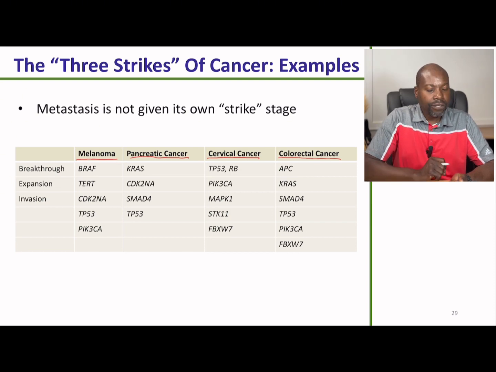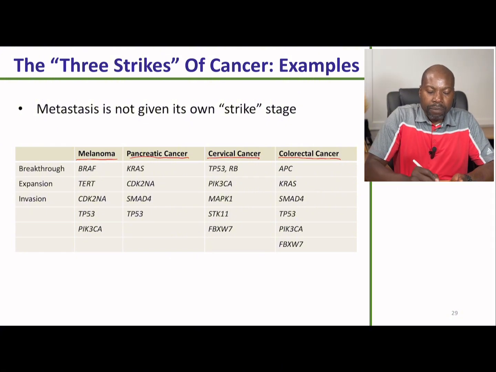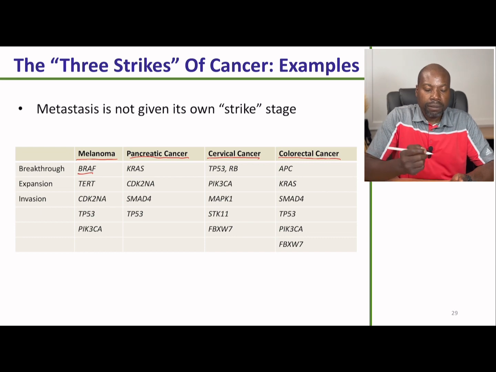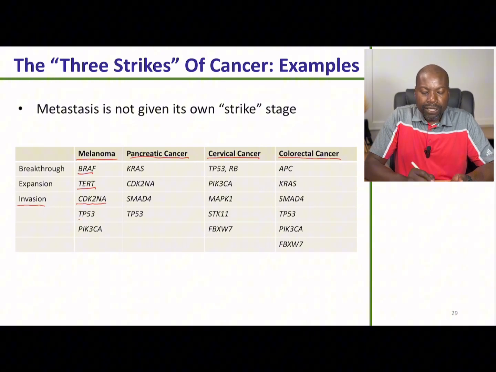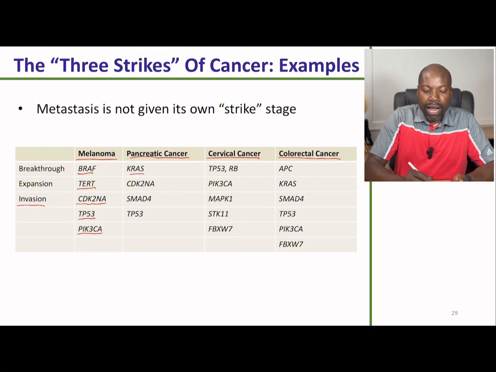Now, if we take, for instance, the case of melanomas, BRAF is a gene that has been associated with breakthrough. This is a driver mutation. Then we have the TERT gene in melanomas that has been associated with expansion, and another set of genes associated with invasion, including CDKN2A, P53, TP53, and PIK3CA.